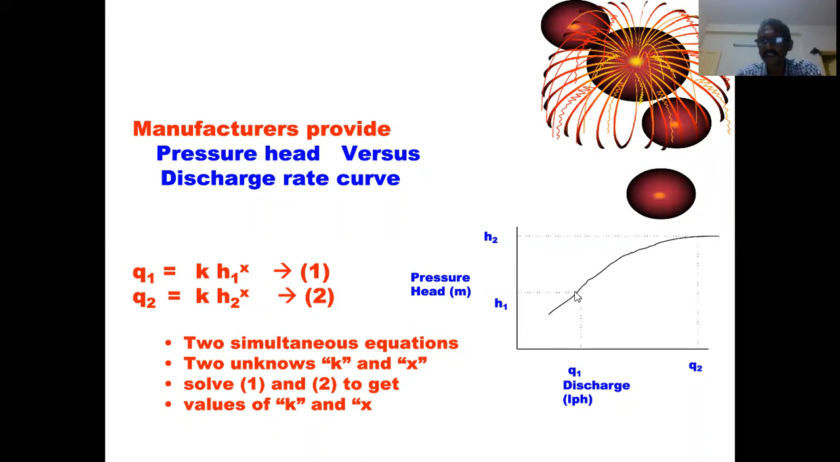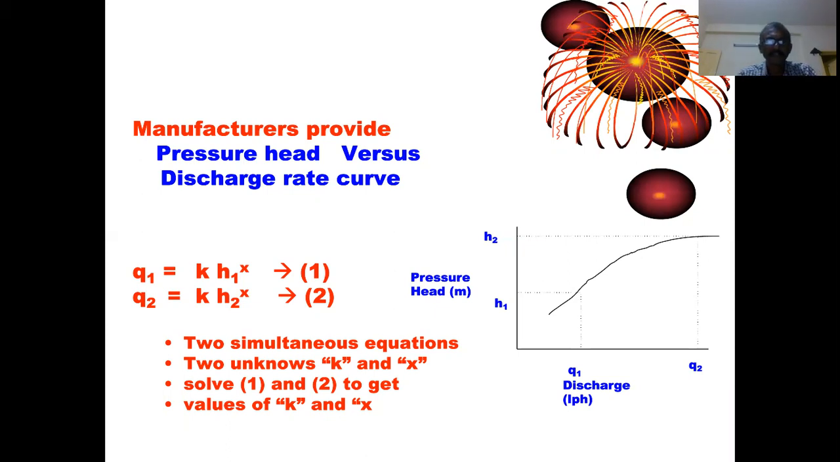Look here. You take any 2 points. For the first point, one will be able to get q1 and h1. For the next point, you will get q2 and h2. So already we know that for a dripper, k and x are constant. So for 1 point, if you substitute, you will get q1 is equal to k into h1 power x. And for the next point, q2 will be equal to k into h2 power x.